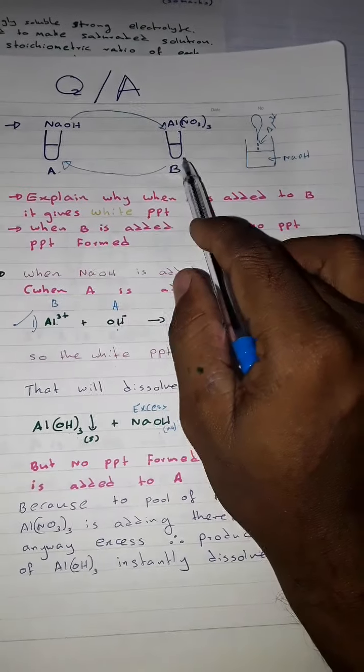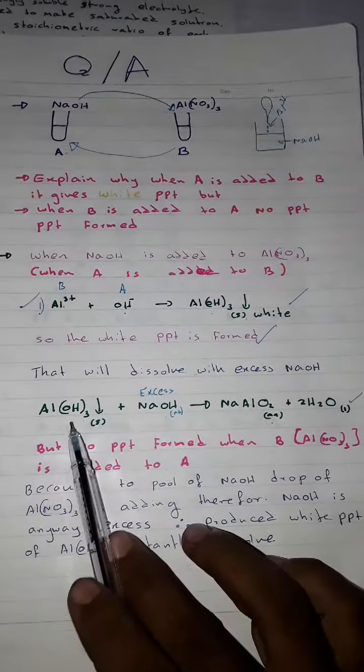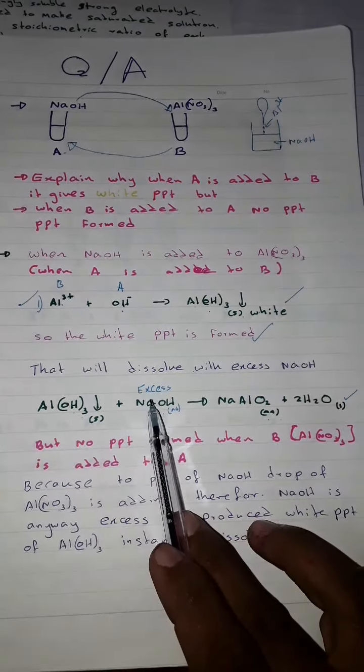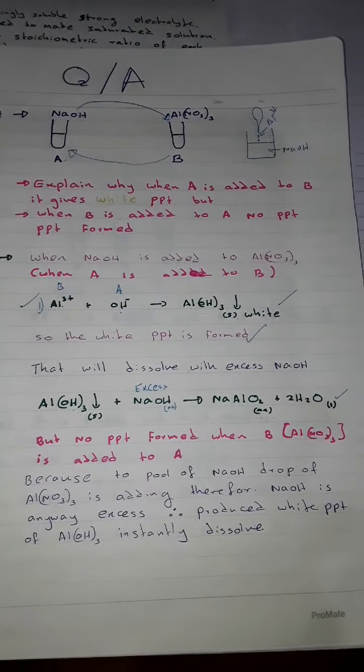Therefore, when B is added to A, no white precipitate is visible, because even though the white precipitate is formed, it quickly converts to this form, right? I guess you understand the question.